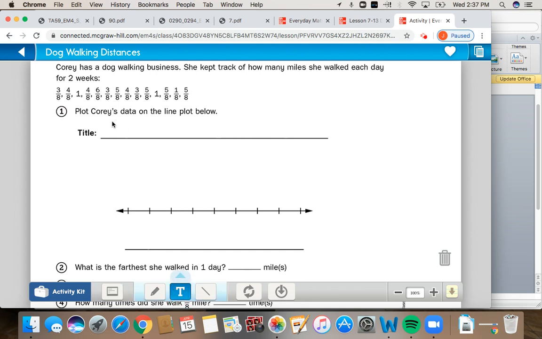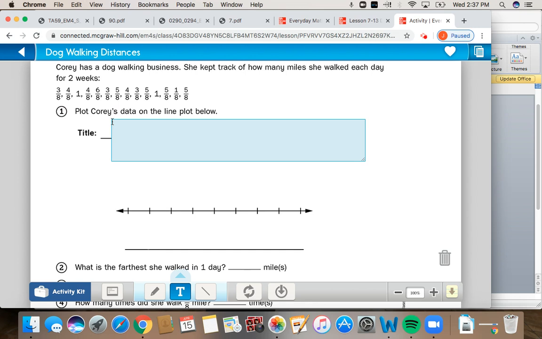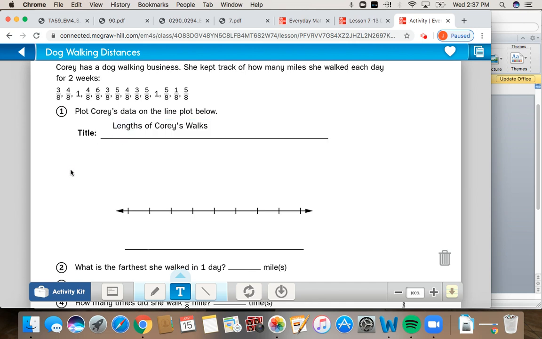And you can go ahead and write your title in. I'm just going to write lengths of Corey's walks. You can write what I wrote, or you can write something else. Lengths of Corey's walks, and they're measured in miles. So on this line down here, I'm going to label that with my unit, which is miles.